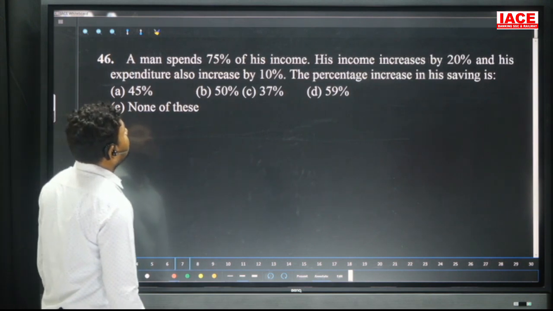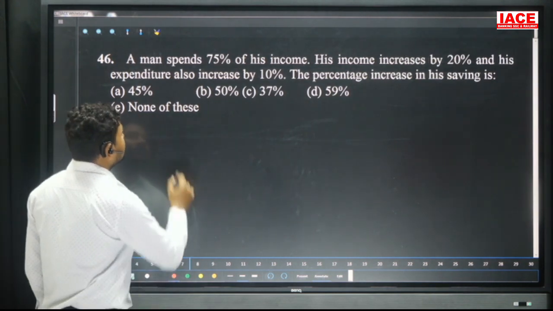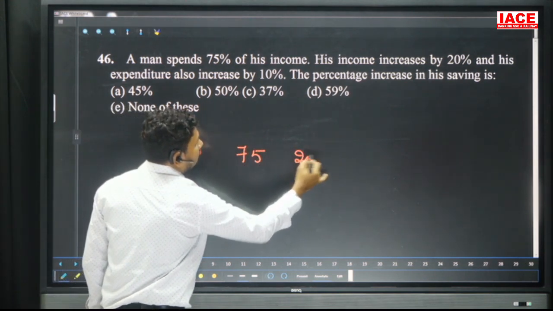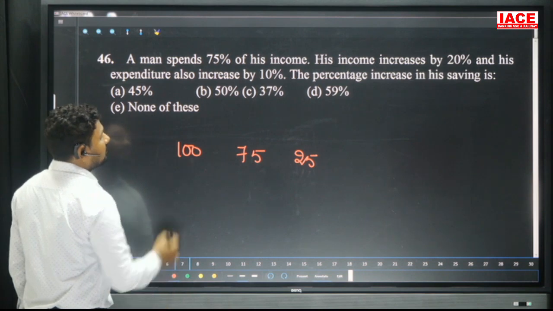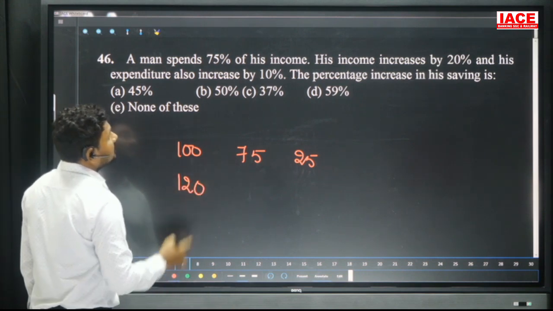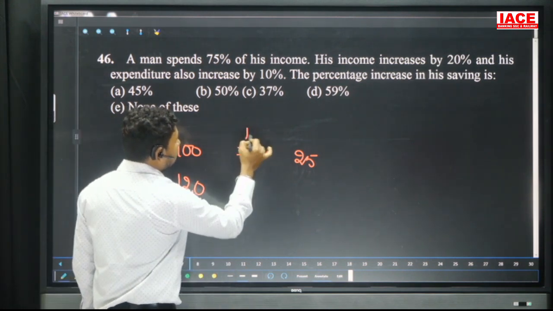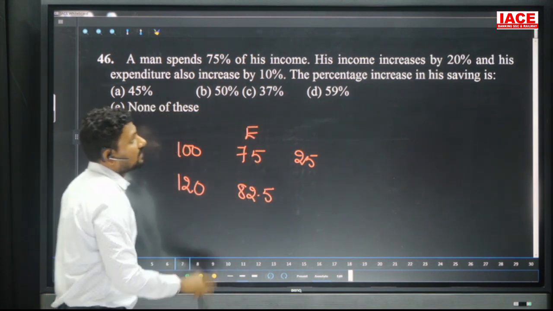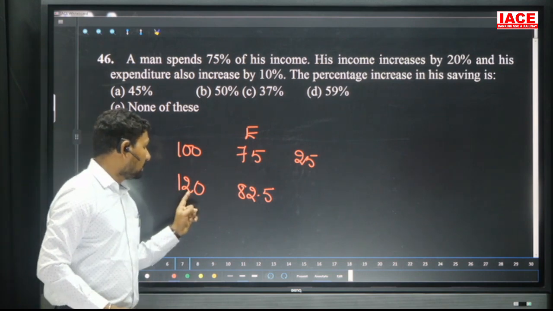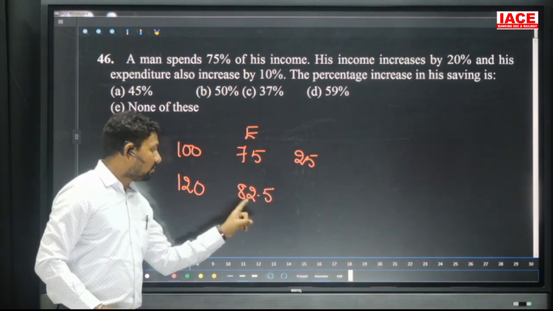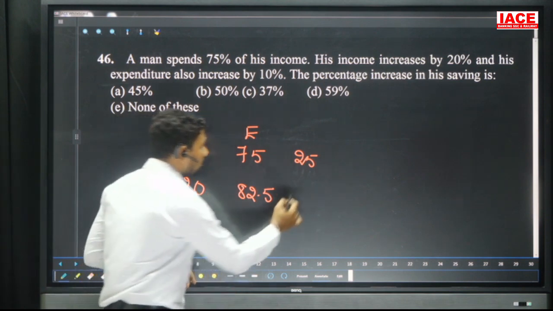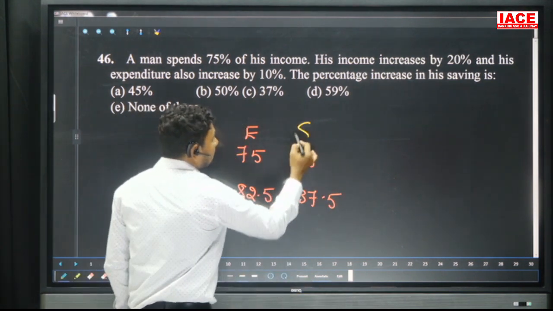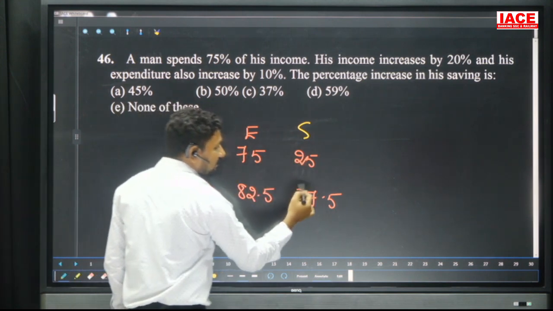Next, a man spends 75% of his income. Say income is 100, expenditure is 75, saving is 25. For example, his income increases by 20%, that means 120, and expenditure is also increased by 10%. This expenditure of 75 becomes 82.5. So then what is the savings? From 120 subtract 82.5, the remaining is 37.5. So his savings previously was 25, but now the savings is 37.5.